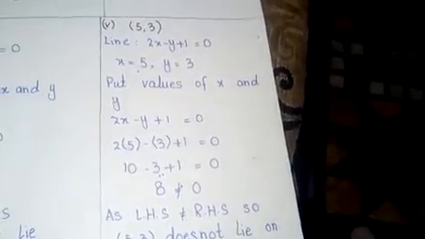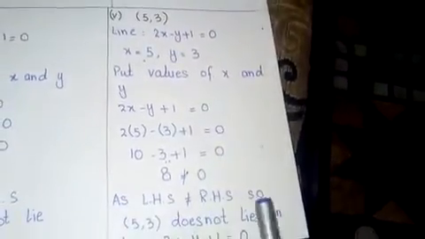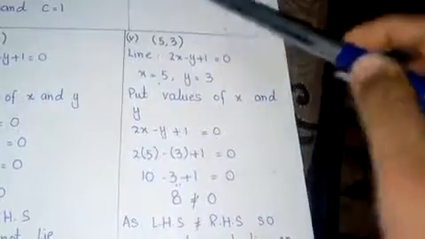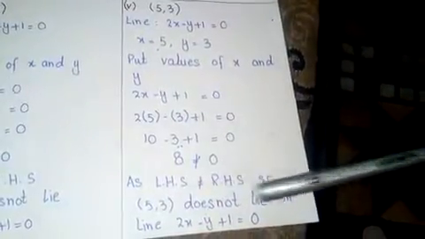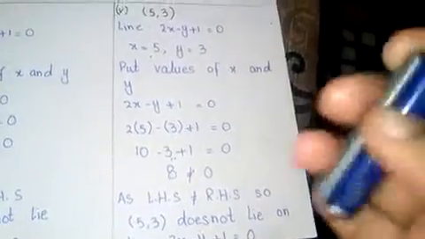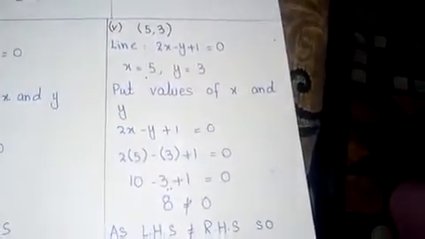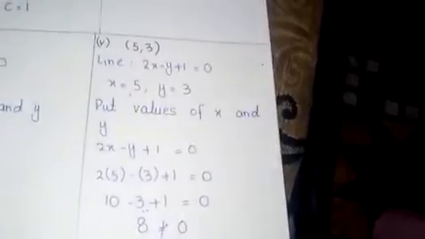So again the left hand side is not equal to the right hand side, so this point does not lie on this line. See, so this point does not lie on this line. I hope 8.1 is clear to you, and I hope there is no problem in solving these questions.